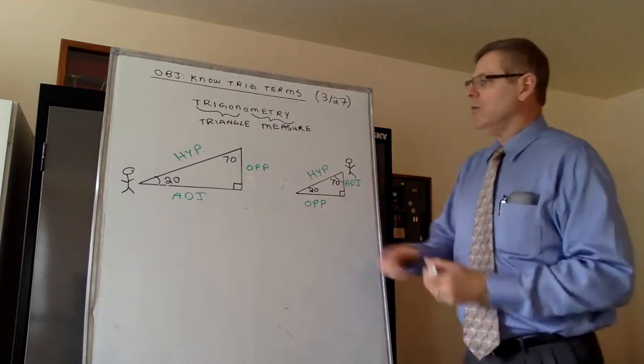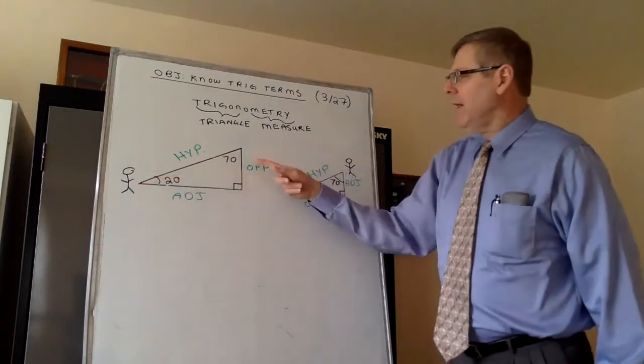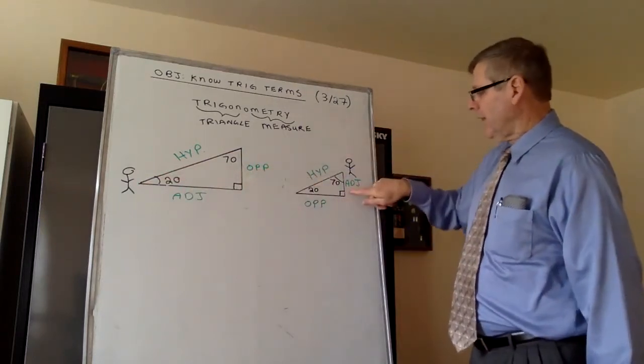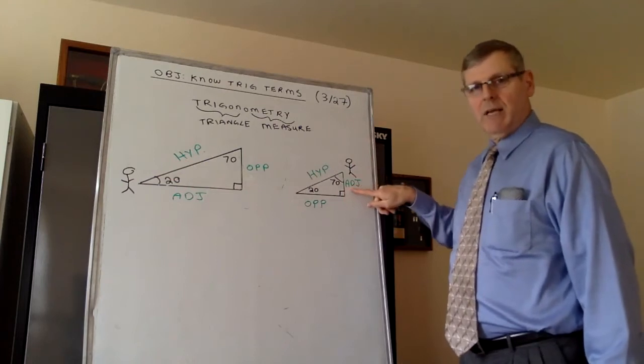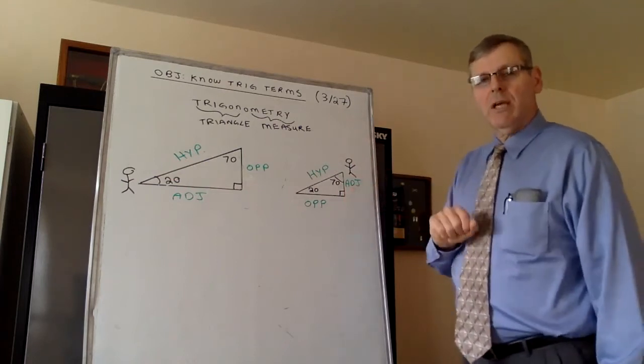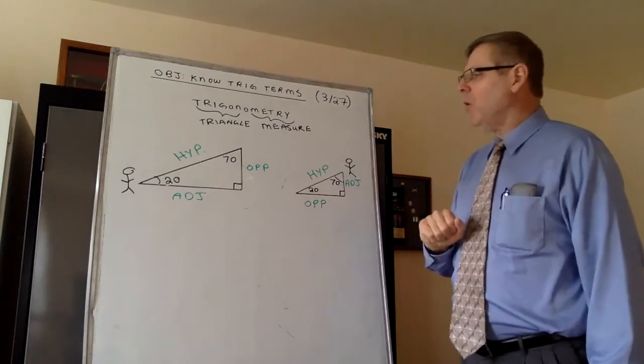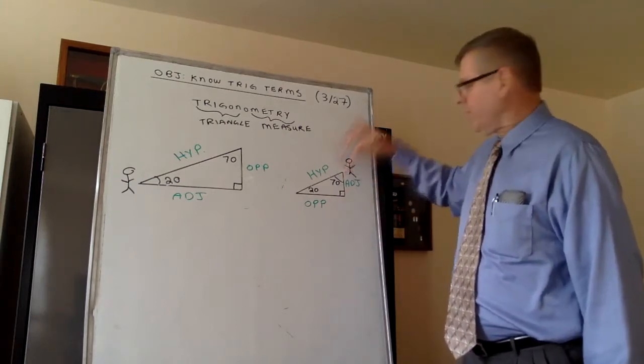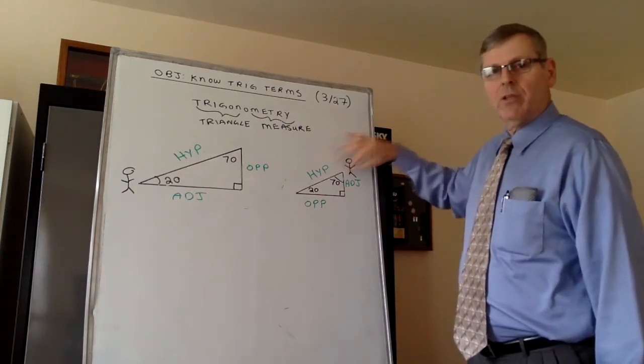Okay? So notice if I was standing over here, this was my opposite side. Now if I'm standing here, this side is now my adjacent side. So the terms adjacent and opposite are always in relation to what angle you're interested in, or I like to think of it as where you're standing.